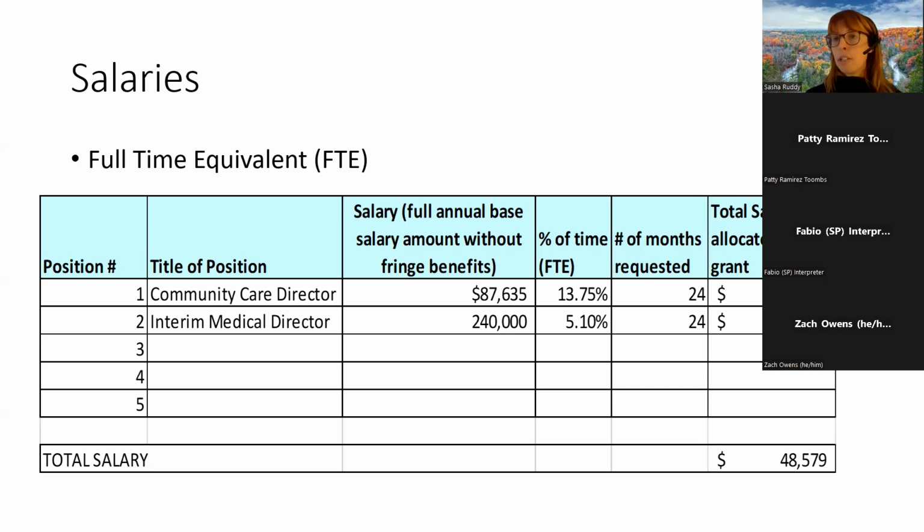Number of months we see is 24. That's already on your budget template. You don't have to do anything about that. And what's also super fantastic is if you put in the salary, the base salary without the fringe benefits, and the percentage of time that you're hoping to have them work on this grant opportunity, the math is done for you. So you don't have to worry about those numbers. They're just done. Bing, bang, boom, right there.